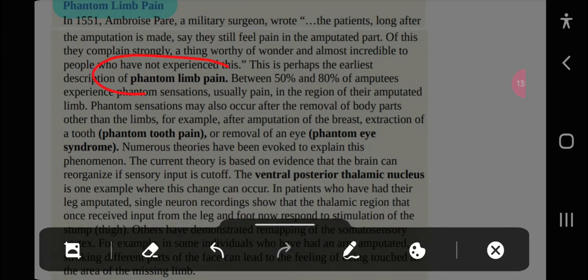Between 50% and 80% of amputees experience phantom sensations, usually pain in the region of their amputated limb. Phantom sensation may also occur after the removal of body parts other than the limbs. For example, after amputation of the breast, extraction of a tooth, phantom tooth pain, removal of an eye, phantom eye syndrome.